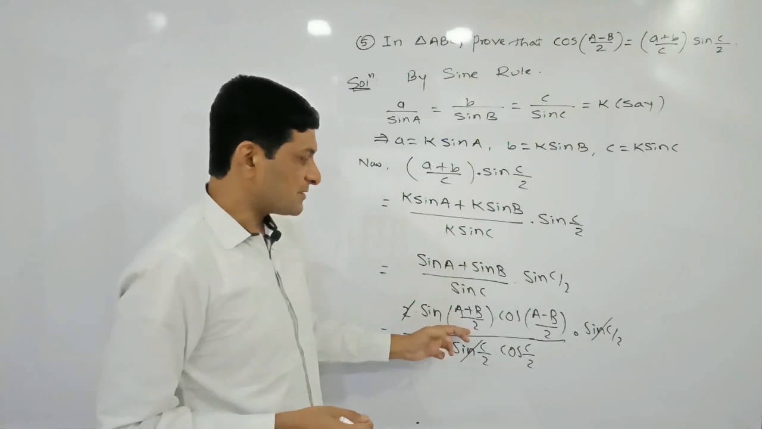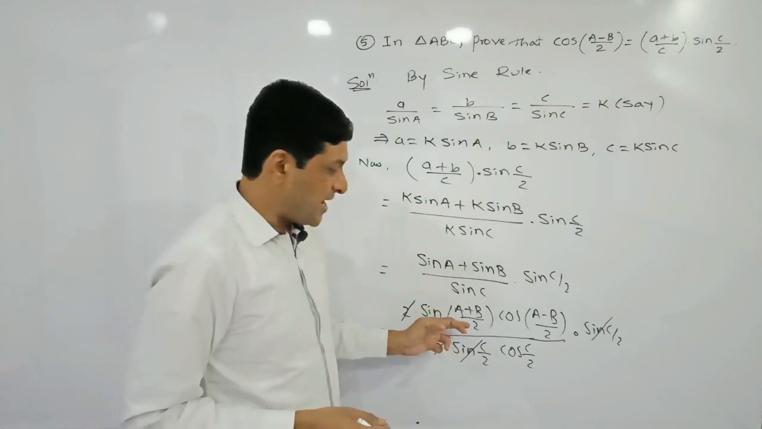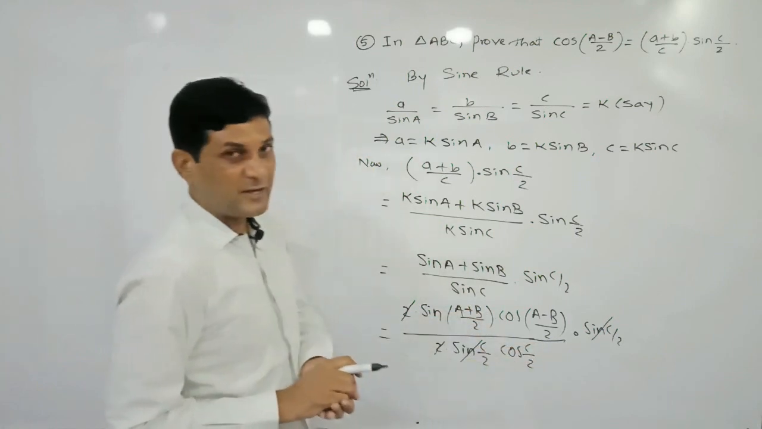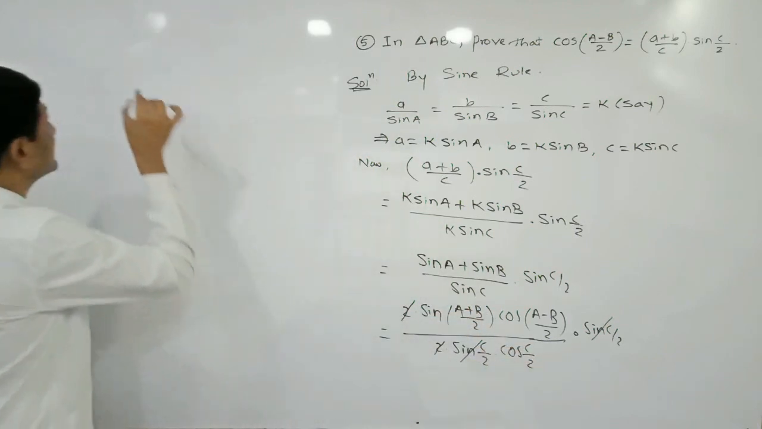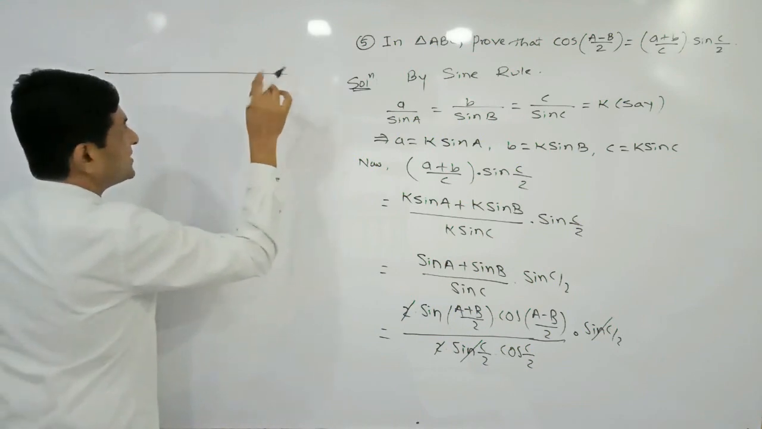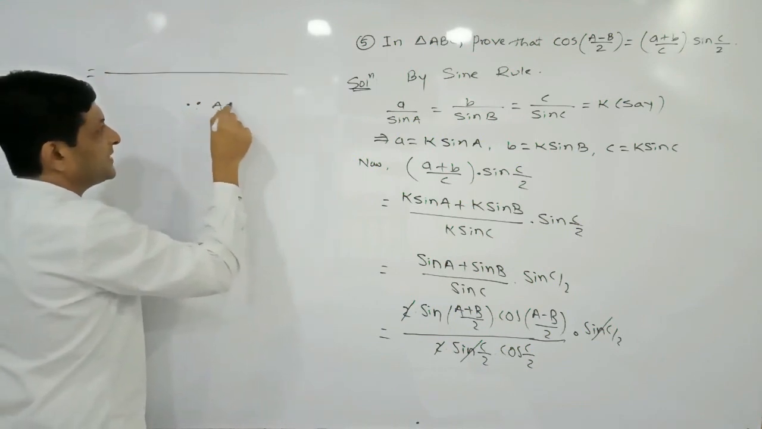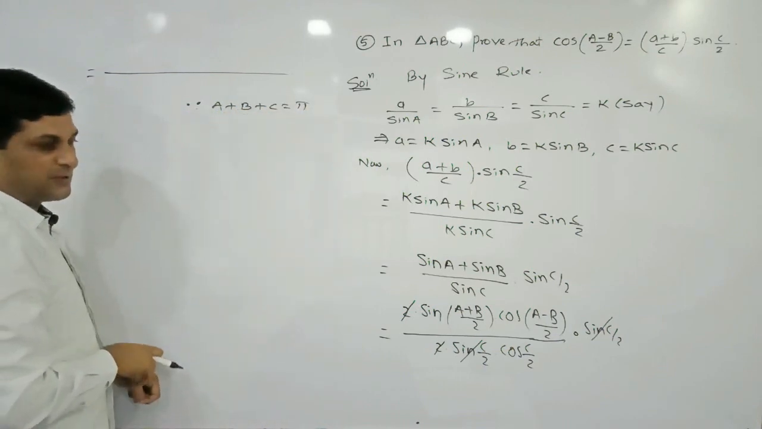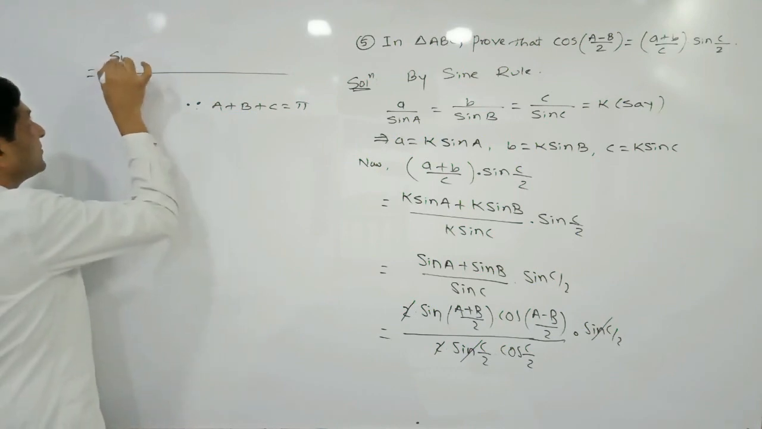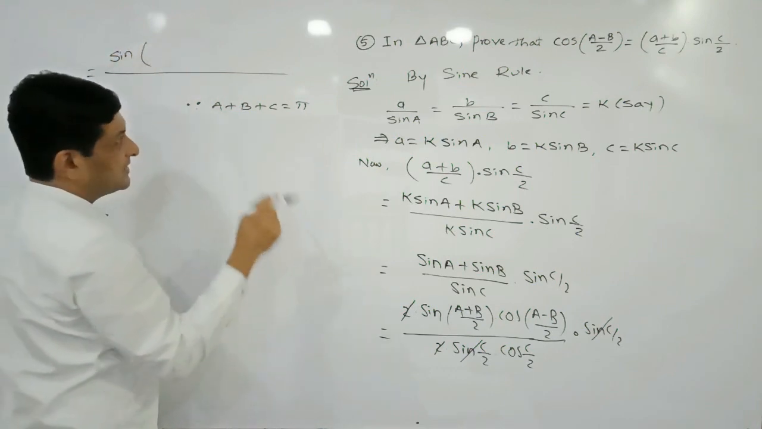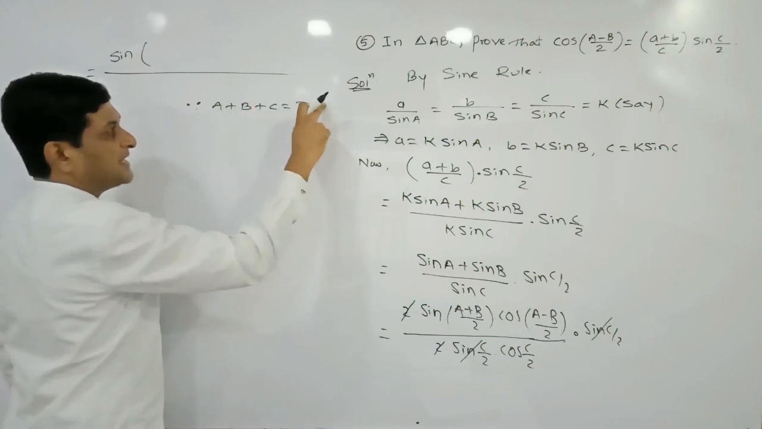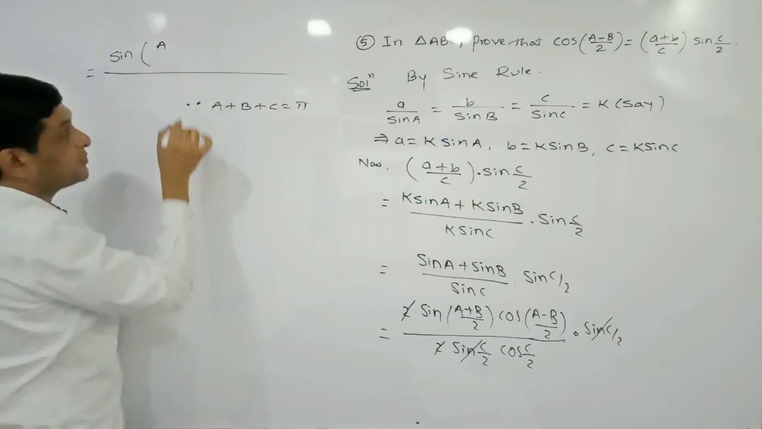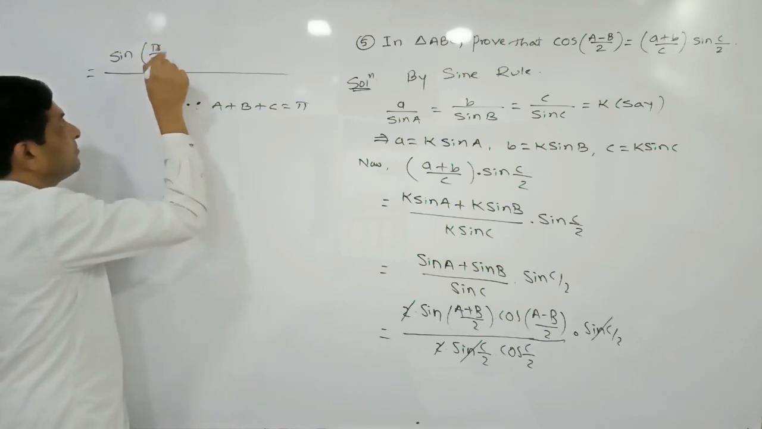Now we are simplifying this term and trying to convert it in terms of cos C by 2, so that cos C by 2 and cos C by 2 will cancel. Now observe the first term. We know that A plus B plus C is equal to pi, that is, the sum of three angles of a triangle is equal to 180 degrees. So A plus B will be equal to pi minus C, and if we divide both sides by 2, we get (A plus B) by 2 equal to pi by 2 minus C by 2.